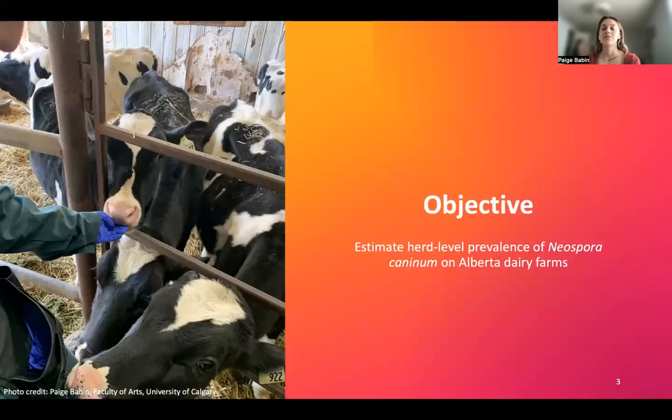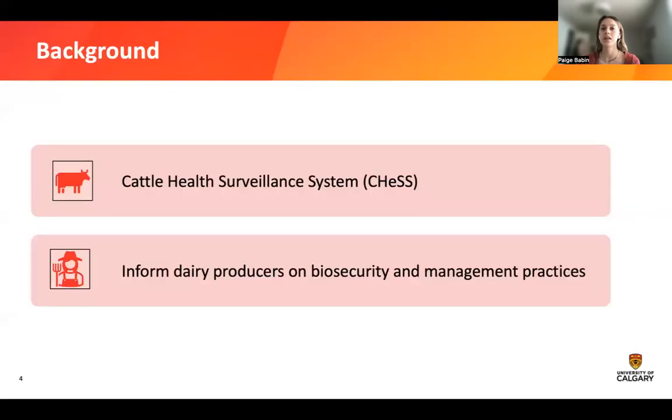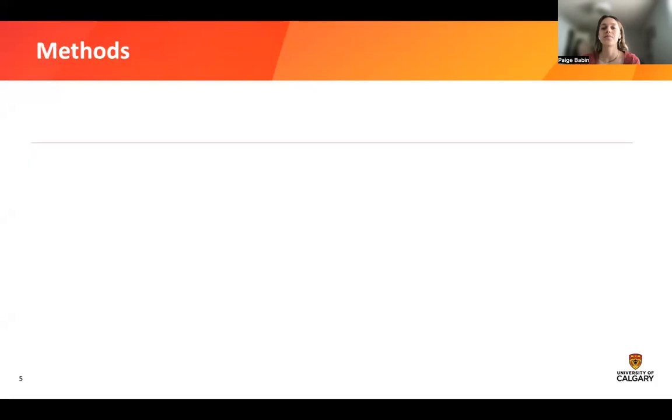The objective of this study was to estimate the herd-level prevalence of Neospora caninum on Alberta dairy herds. To address the issue of neosporosis, the cattle health surveillance system has been established to collect information on the frequency and distribution of Neospora caninum and other major infectious diseases across Western Canada. The results from this project will help inform producers on the best biosecurity and management practices for their farms to help prevent future economic losses.